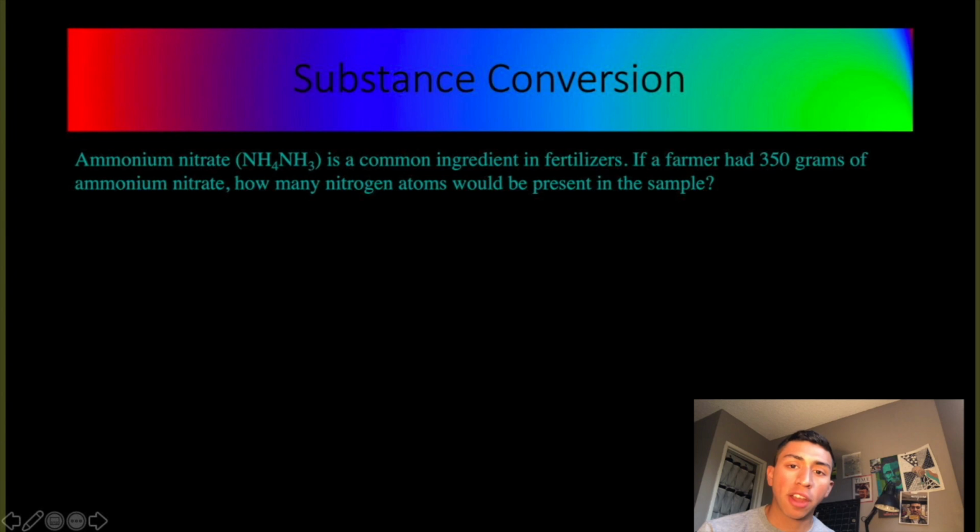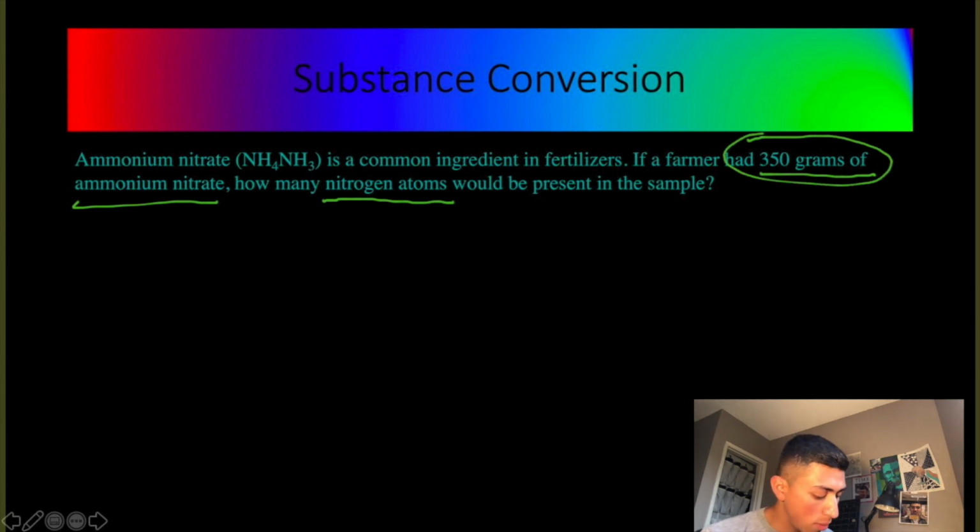This is the third and final problem for this video. Let's go ahead and get started. Ammonium nitrate is a common ingredient in fertilizers. If a farmer had 350 grams of ammonium nitrate, how many nitrogen atoms would be present in the sample? Our starting value is 350 grams of ammonium nitrate, and we are asked for nitrogen atoms, the number of nitrogen atoms present in this sample.